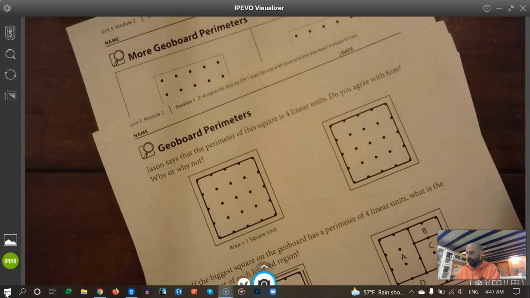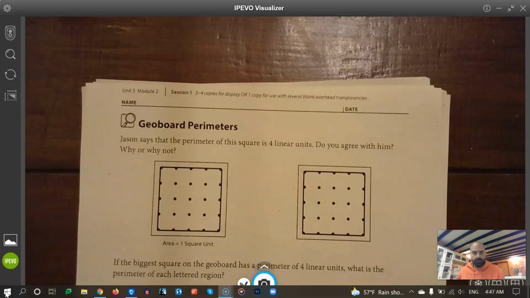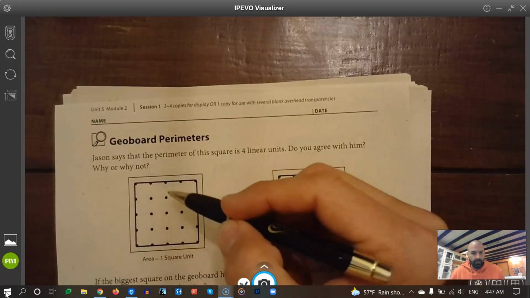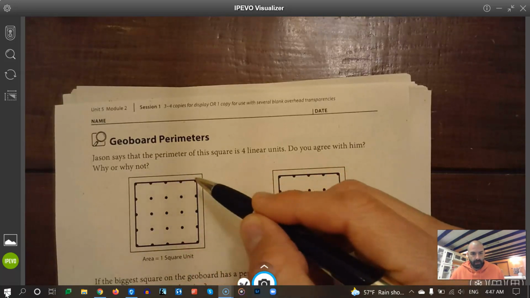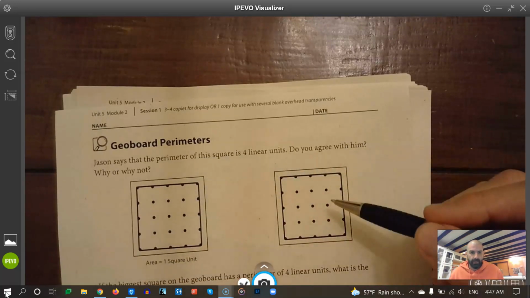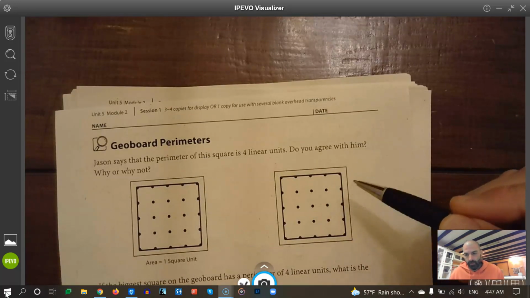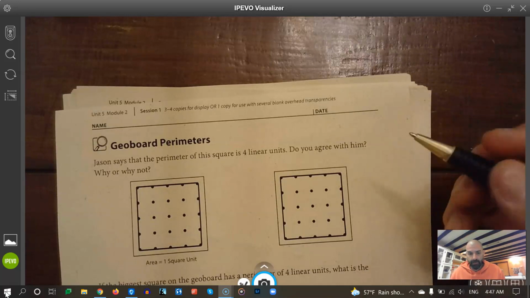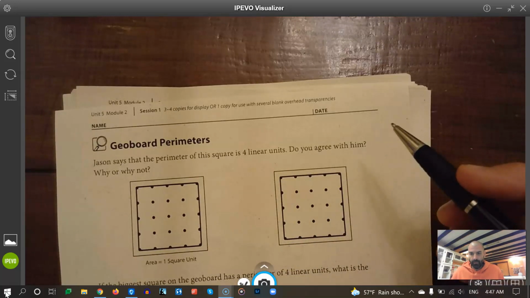All right, so if we're looking on the next page, it says that the area of this geoboard is 1 square unit. So this side times this side gives us 1 square unit. So Jason is saying that the perimeter is 4 linear units. Do you agree with him? Why or why not? So take a moment. If you're working with a partner, talk to them about this. If you are working on your own, maybe jot some notes. Do you agree with them? Yes or no?